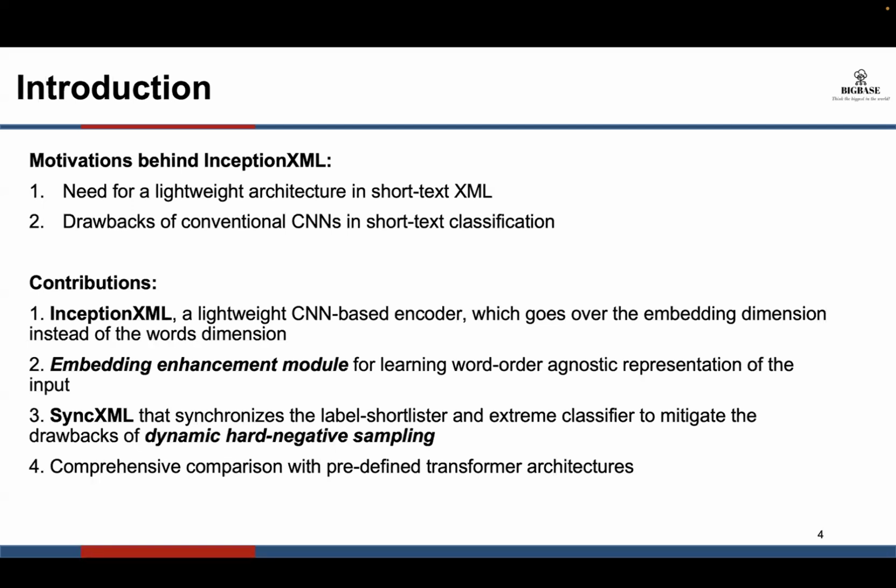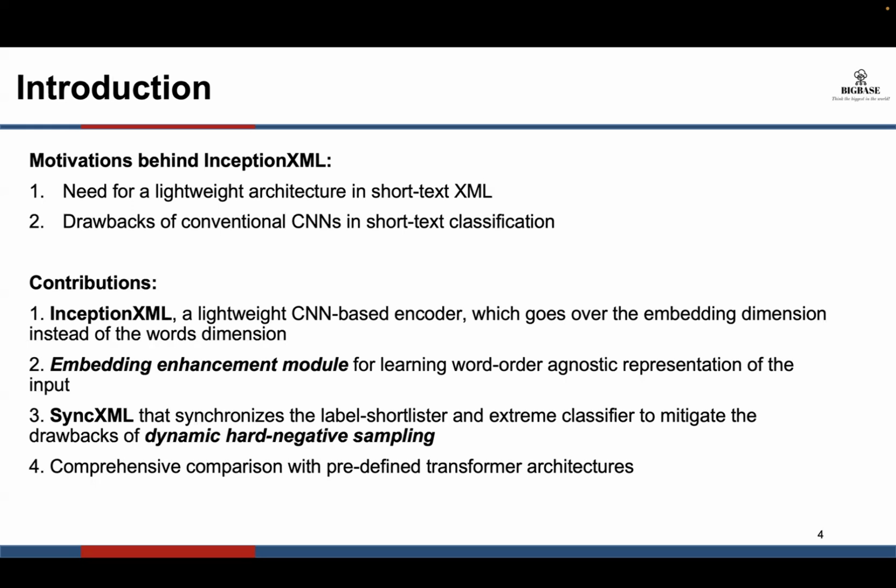And the contributions of the paper can be summarized into four. The first part is the InceptionXML, which is a lightweight CNN-based encoder, which is different from conventional CNN-based encoders because it goes over the embedding dimension instead of the word dimension. And they also make an embedding enhancement module for learning word order agnostic representation of the input because there's the lack of structure in short text. And third is the training pipeline called SyncXML, and it synchronizes the label shortlister and extreme classifier to also mitigate the drawbacks of the dynamic hard negative sampling. I will be explaining this term later in the presentation also.